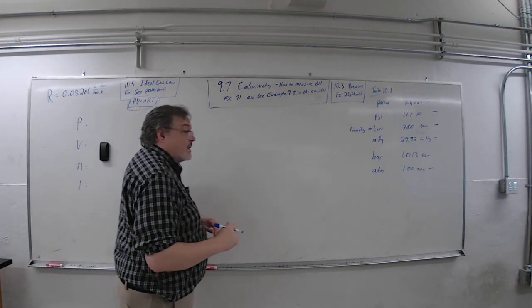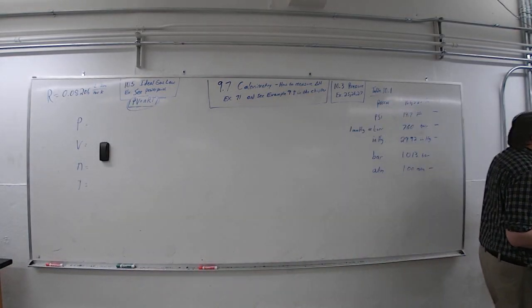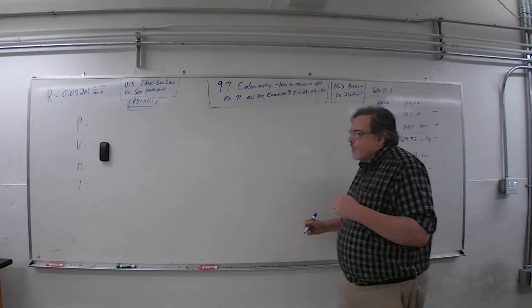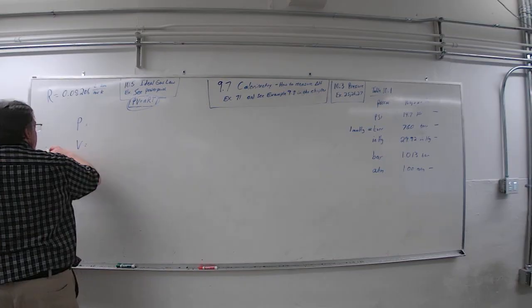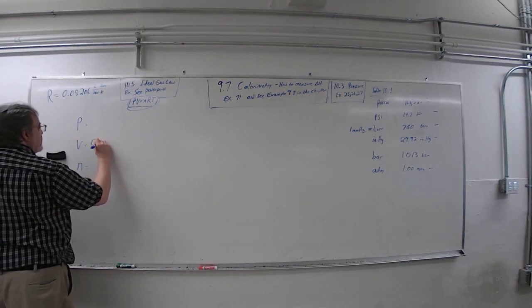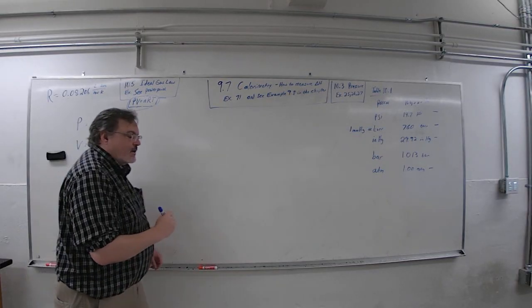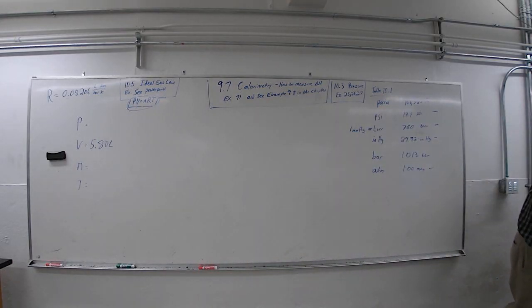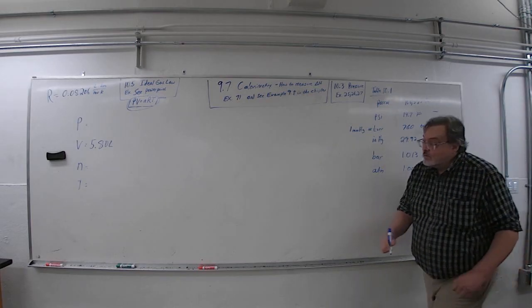PV equals NRT. Okay, what do I have in this one? A sample of hydrogen gas is added into a 5.80 liter container. It's at 56.0 degrees C. This is slide 10. Converted, the 56 becomes 329.2.